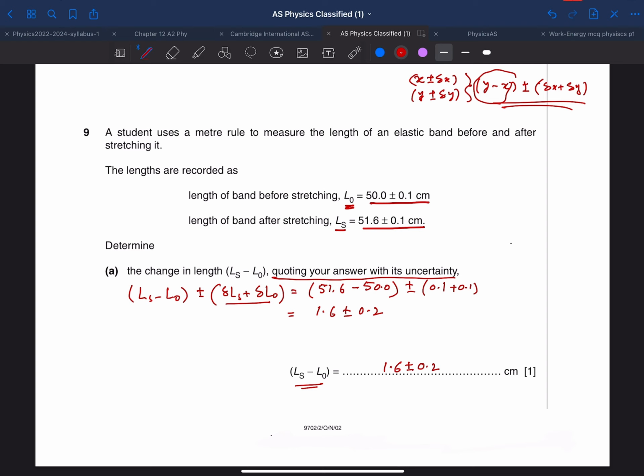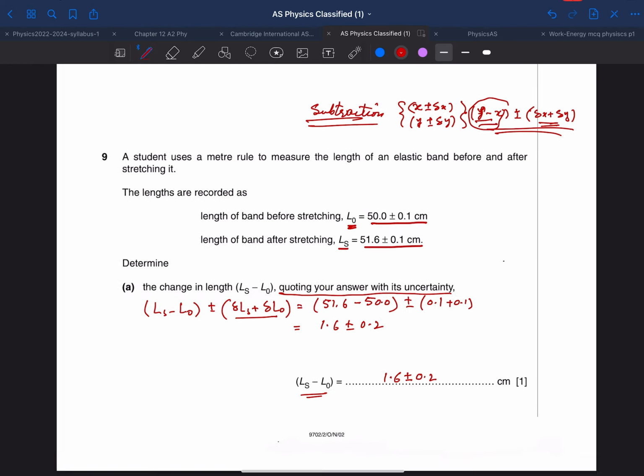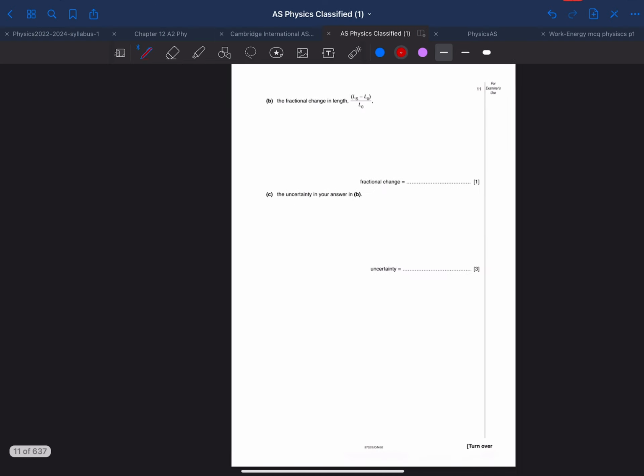Hope you are getting what I am saying. This is the situation of subtraction of two quantities with their uncertainties. Whenever you subtract the quantities, the calculated or given values will be subtracted, and their uncertainties will always be added. So this is another example which we have discussed.